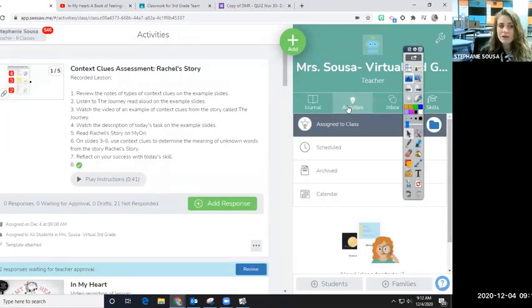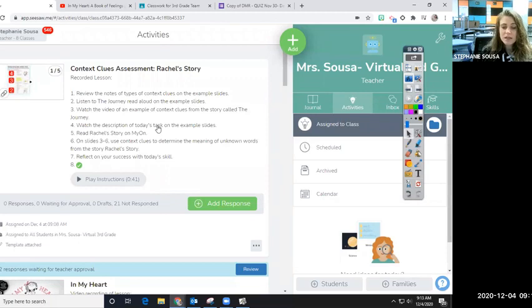All right, kiddos, on Seesaw, you have an assessment today. That is a short quiz. You have a short quiz about context clues, and it can be found inside of your activities. It says Context Clues Assessment, Rachel's Story. You are going to review the notes of the types of context clues on the example slides. You're going to listen to the journey read aloud on the example slides. We're going to watch a video example of context clues from the story called The Journey, and we're going to watch the description of today's task.